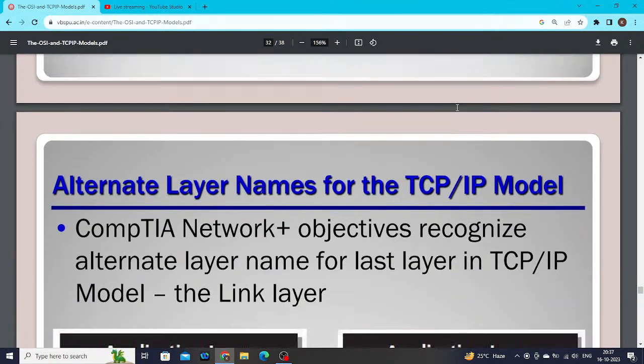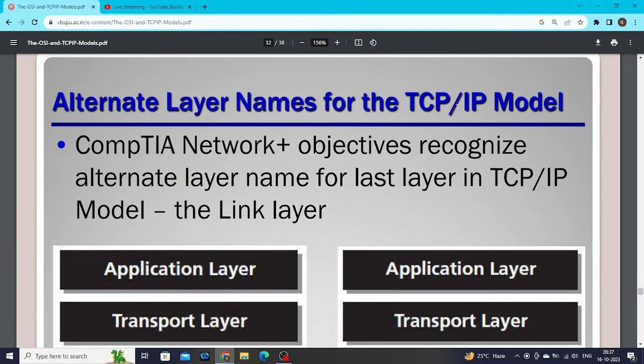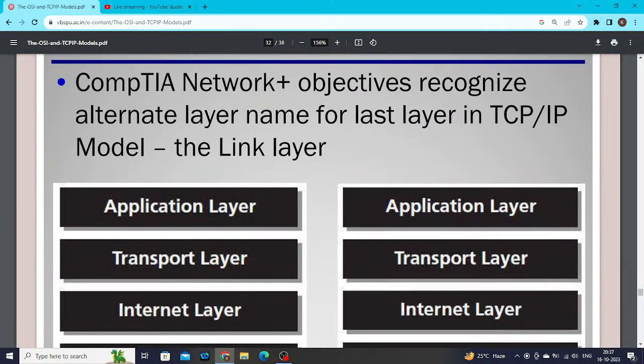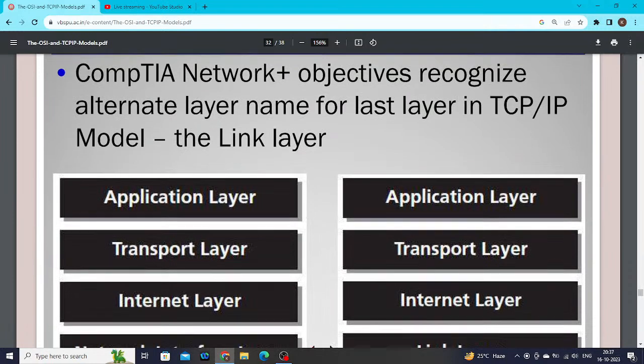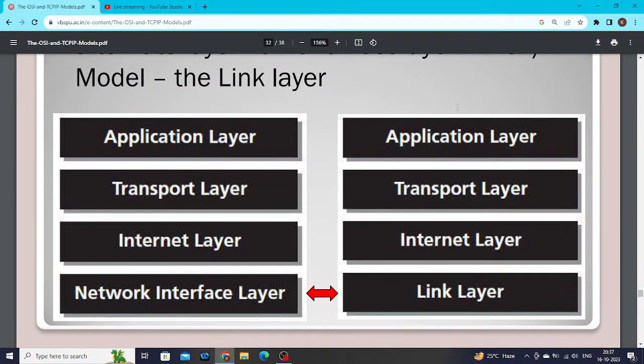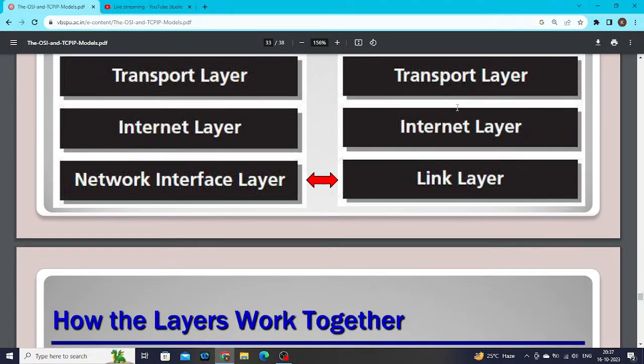For the CompTIA Network+ objective, recognize alternate names for the last layer in the TCP/IP model, the link layer. The link layer is the network interface layer. Then the internet layer, and the transport layer.